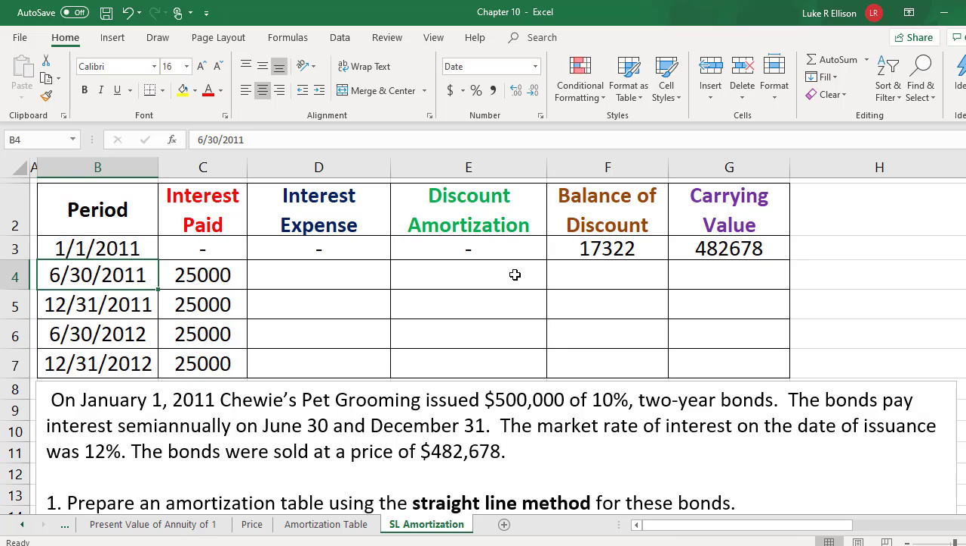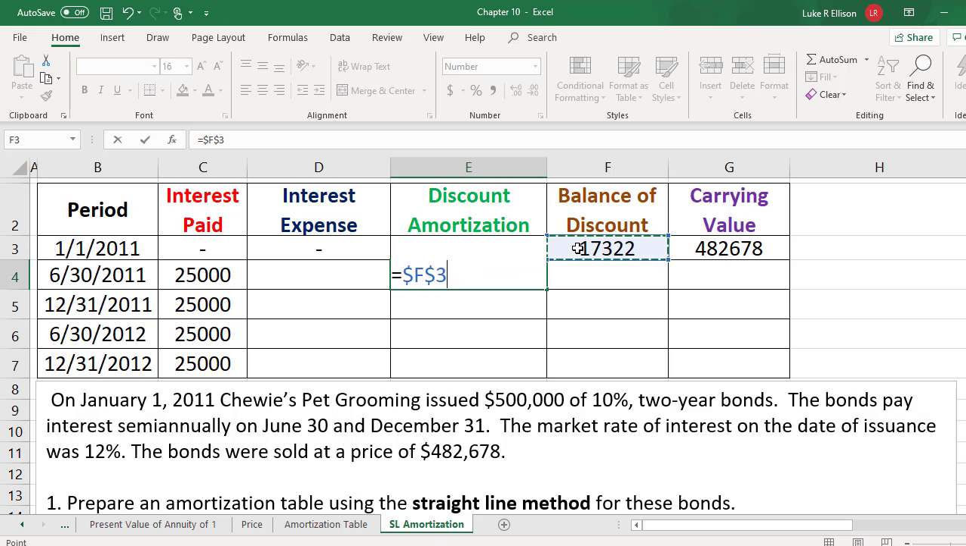So what we can do for our discount amortization is we can take the balance of the discount, and then we can divide that by 4, the number of interest payments. And that tells us that the discount is changing by $4,330.50 for each period.